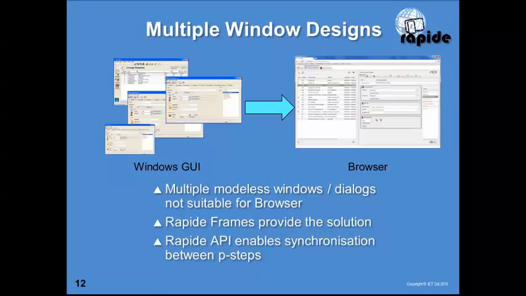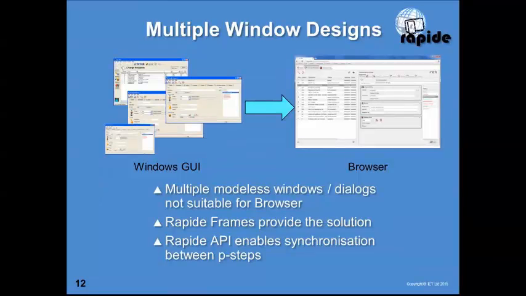And instead, we think we've got quite a good solution for that with Rapide frames. Essentially, frames allow you to embed procedure step windows within frames on another procedure step in a multi-document interface style, and therefore allow the user to have access to all the windows that they need in a tab control or in parts of another window. And we'll take a look at that in the demo.